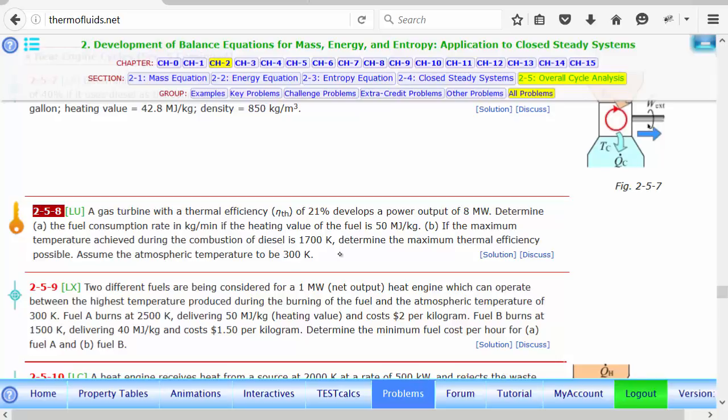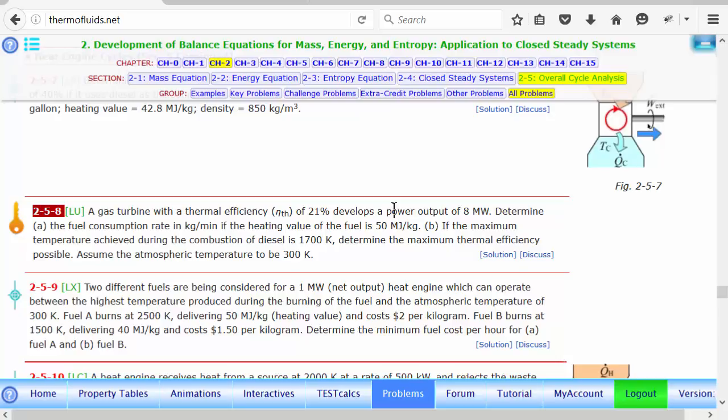Here's a gas turbine engine with a thermal efficiency of 21%, and the output is 8 megawatt. What does the output mean? That's the work out. Every second, 8 million joules of shaft work is produced by this gas turbine. Determine the fuel consumption rate in kg per minute if the heating value of the fuel is given. Now we know what is heating value. It means if you burn 1 kg of the fuel, it releases 50 million joules of heat.